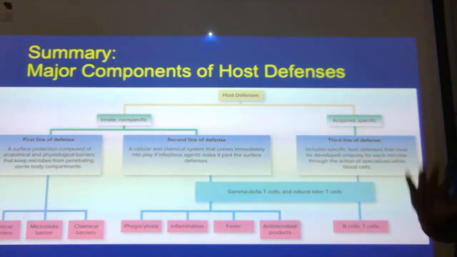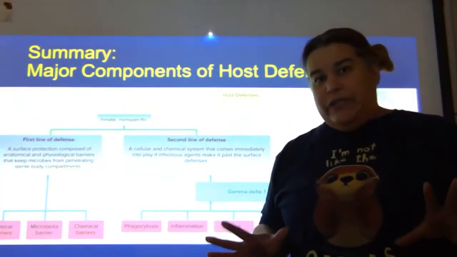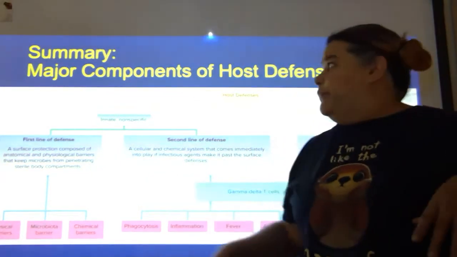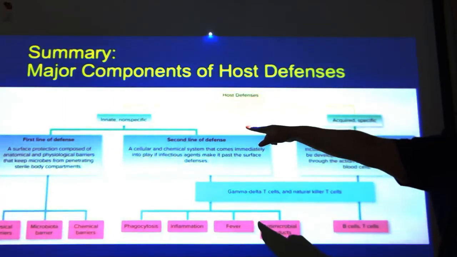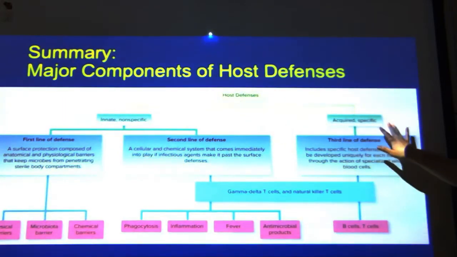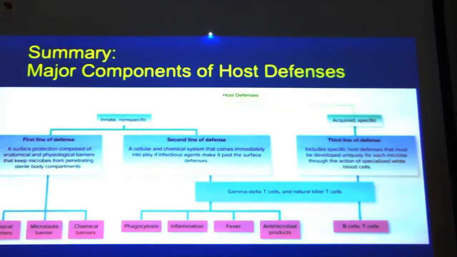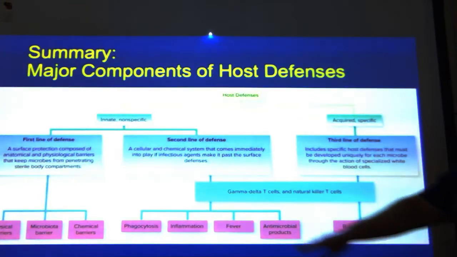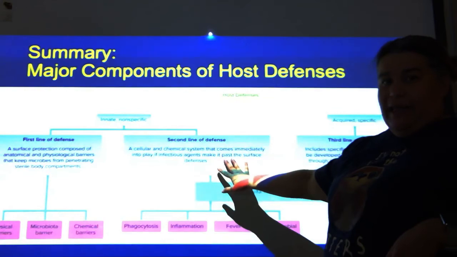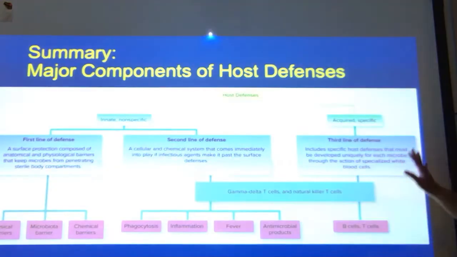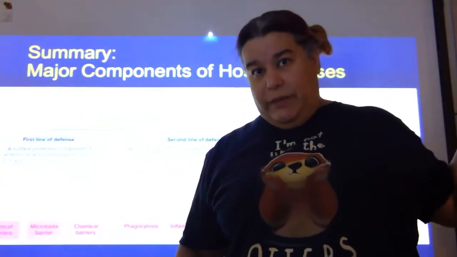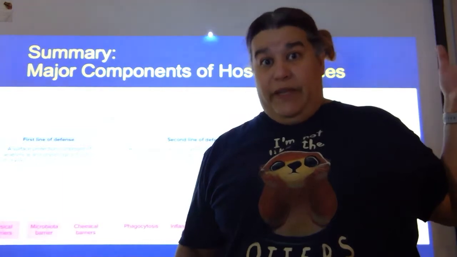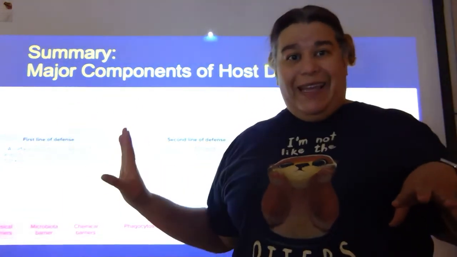This is your concept map for both 12 and 13. It's kind of the overall view. As far as host defenses go, we have the innate or non-specific, and we have the acquired or the specific. With the innate or non-specific, we have the first line of defense, the second line, and then finally the third. Chapter 12 will cover first and second line. Chapter 13 is going to cover third line of defense. This chapter we're discussing first and second line of defense.